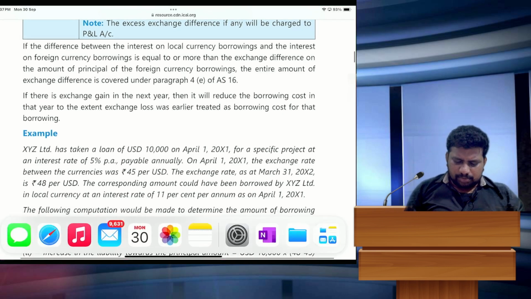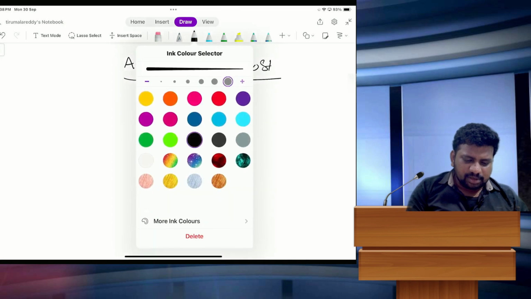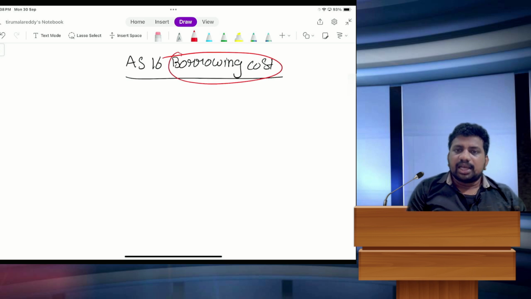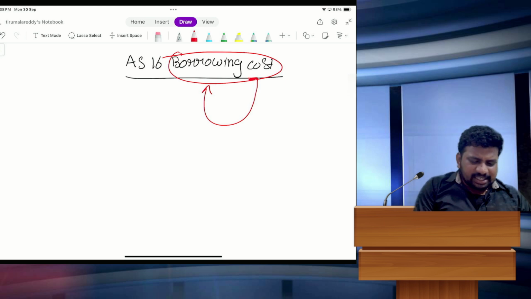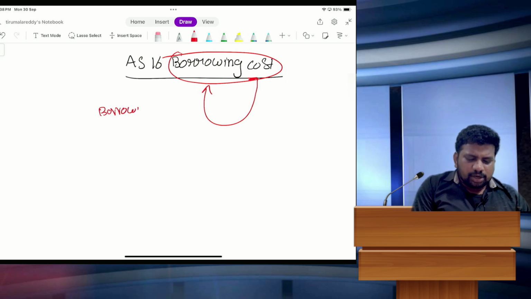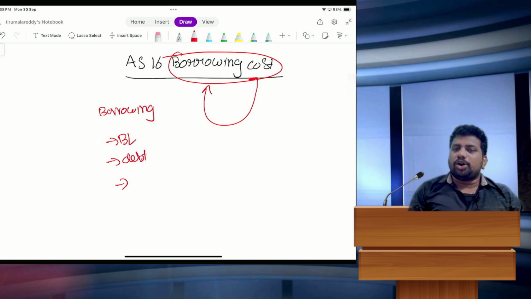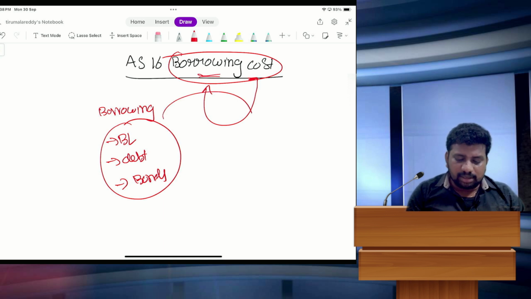Okay. So put the heading, everyone: AS16 borrowing cost. First understand, guys, generally borrowing cost refers to the cost that I am incurring in relation to borrowing. That means there is something called borrowing. Every company may borrow funds through bank loan or through debt or through bonds, etc. Now all these are borrowings. So I'm not talking about borrowing in this accounting standard. I'm talking about borrowing cost.